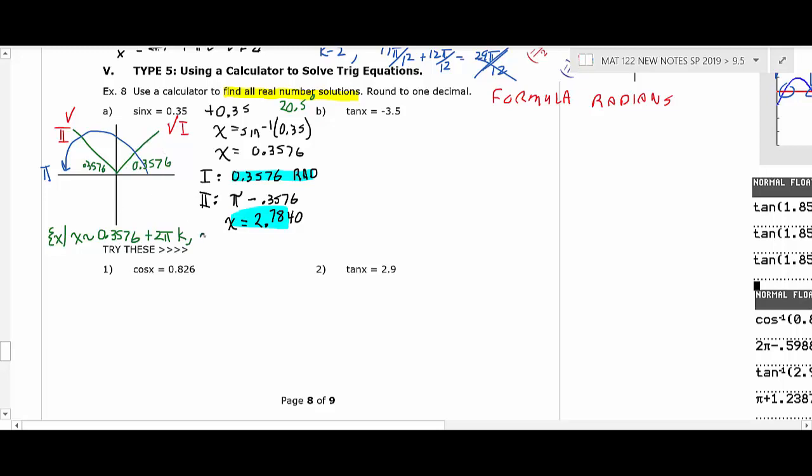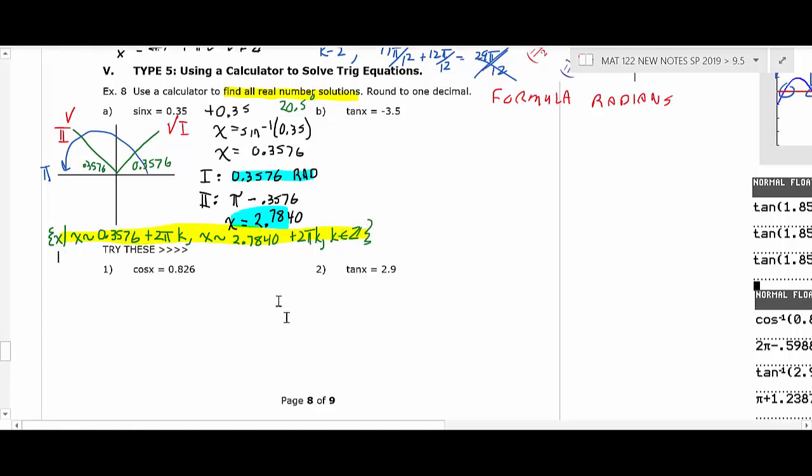And then we also say x is approximately 2.7840 plus 2 pi k, and then we have to state that k is indeed an integer. Okay, so that would be the answer to this problem. That's how you would write all those real number solutions.